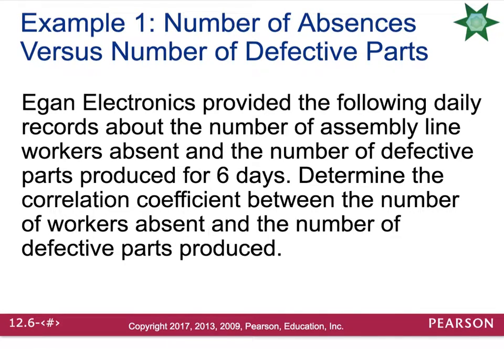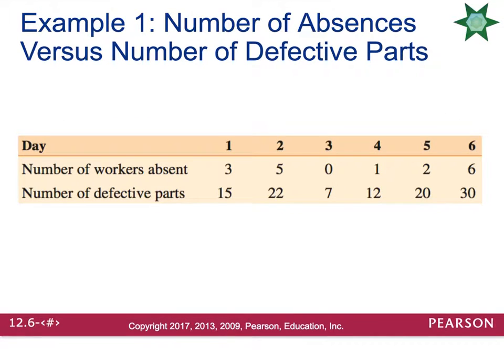Egan Electronics provided the following daily records about the number of assembly line workers absent and the number of defective parts produced for 6 days. Determine the correlation coefficient between the number of workers absent and the number of defective parts produced. I have the data on the next slide. So there's 6 days. The numbers 1 through 6 do not need to be included when you go to calculate, but it's just helped to keep you organized.